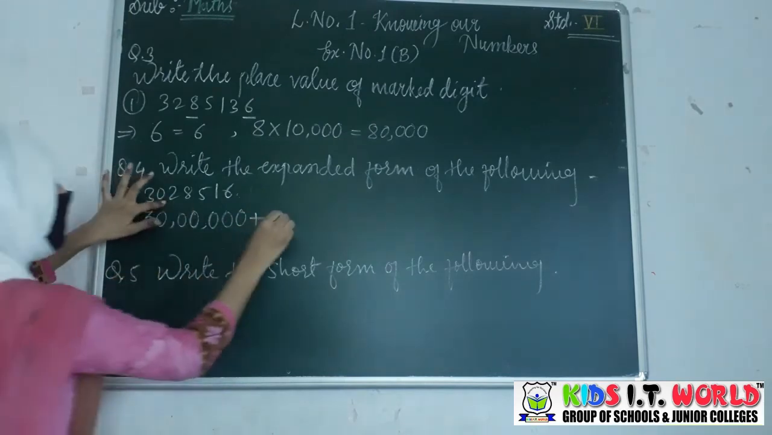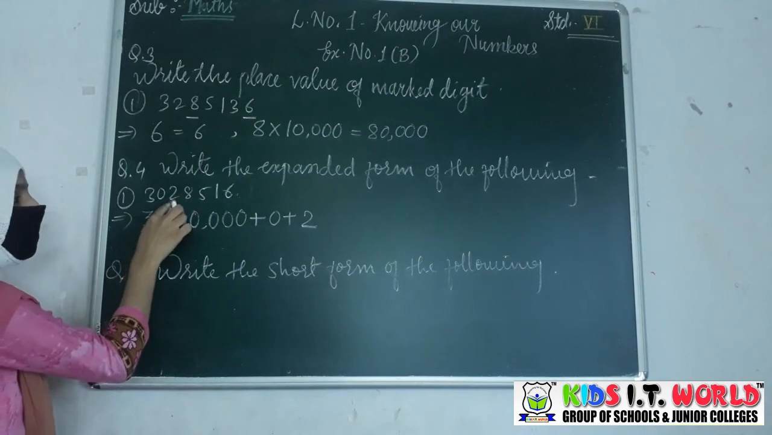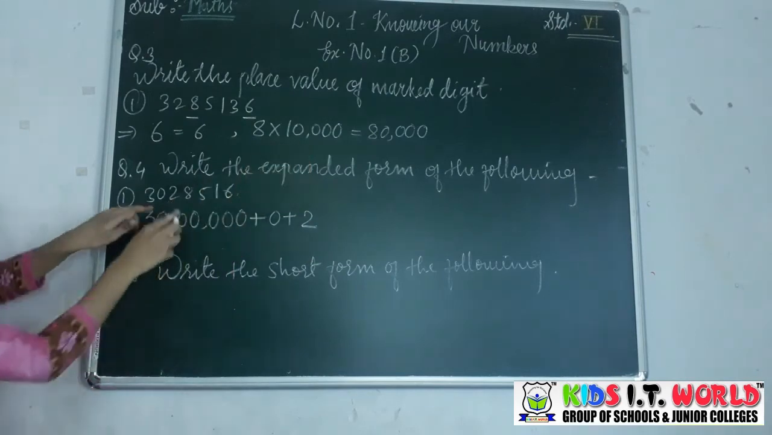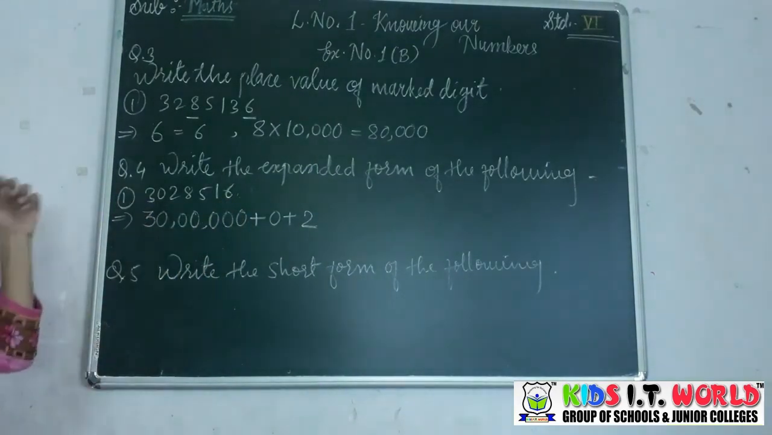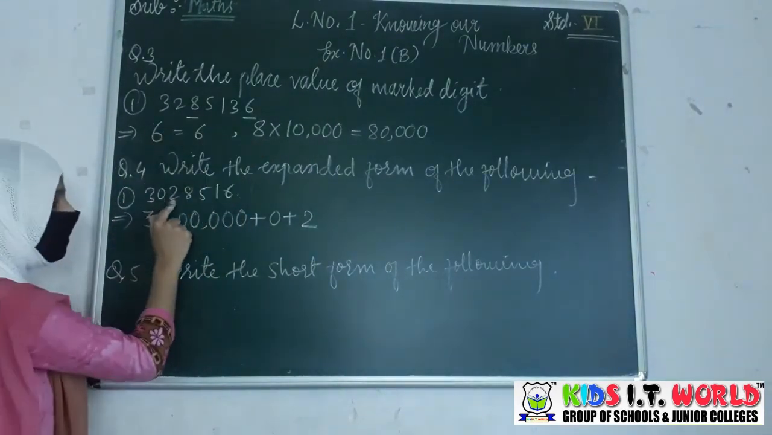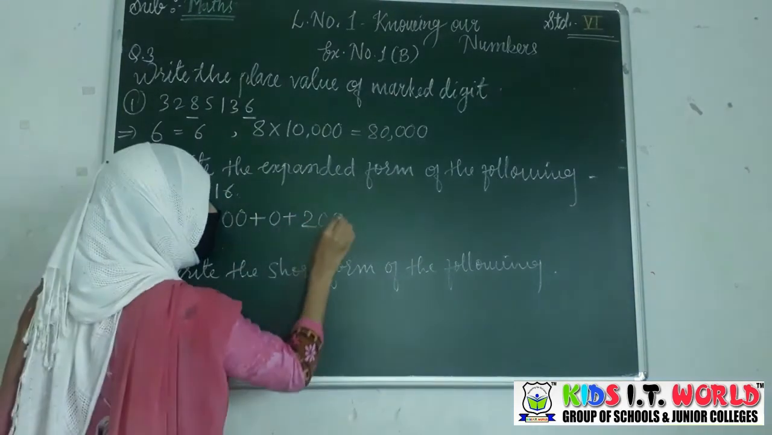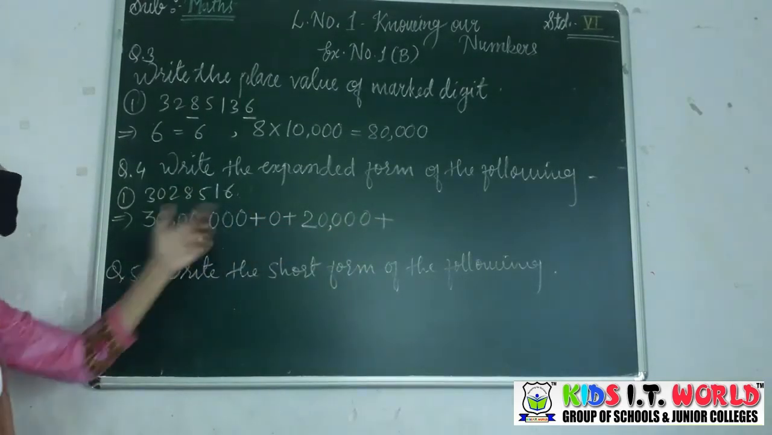Now here it is 2. Now 2 is on the 10,000. So you will multiply 2 by the 10,000. So in the same way you will get the place value of 2. Or if you are not able to find out the place value, simply count the numbers after this 2. 1, 2, 3, 4 and give the 4 zeros here. Simple. In this way also you can expand the number.